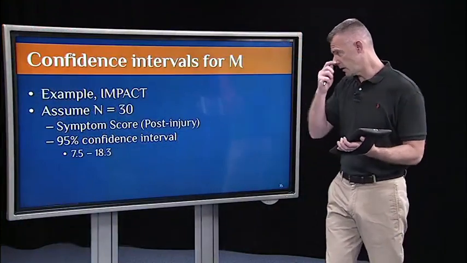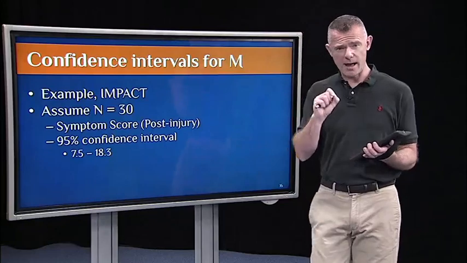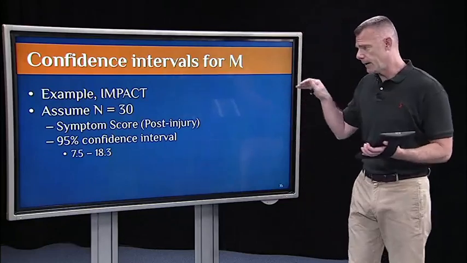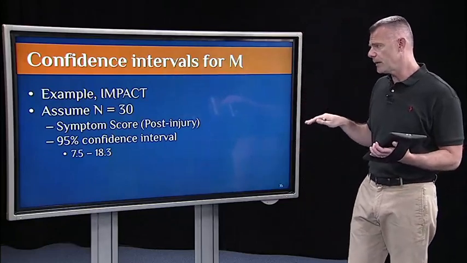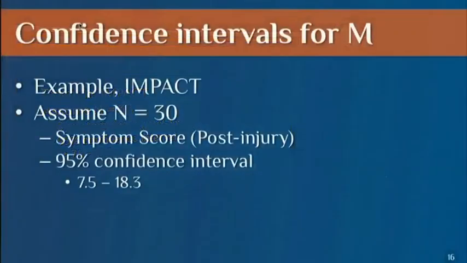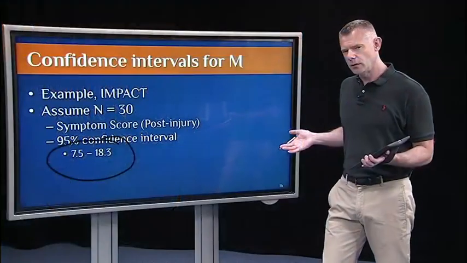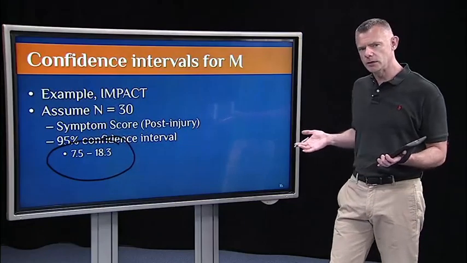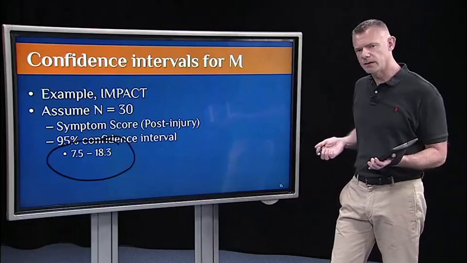Now this is more interesting. Let's look at symptom score after the injury. Again, let's start with a sample size of 30. Again, I just ran it in R with a random sample of 30. And here's my 95% confidence interval. It's 7.5 to 18.3. So that's a pretty wide range. And I have a sample size of 30.